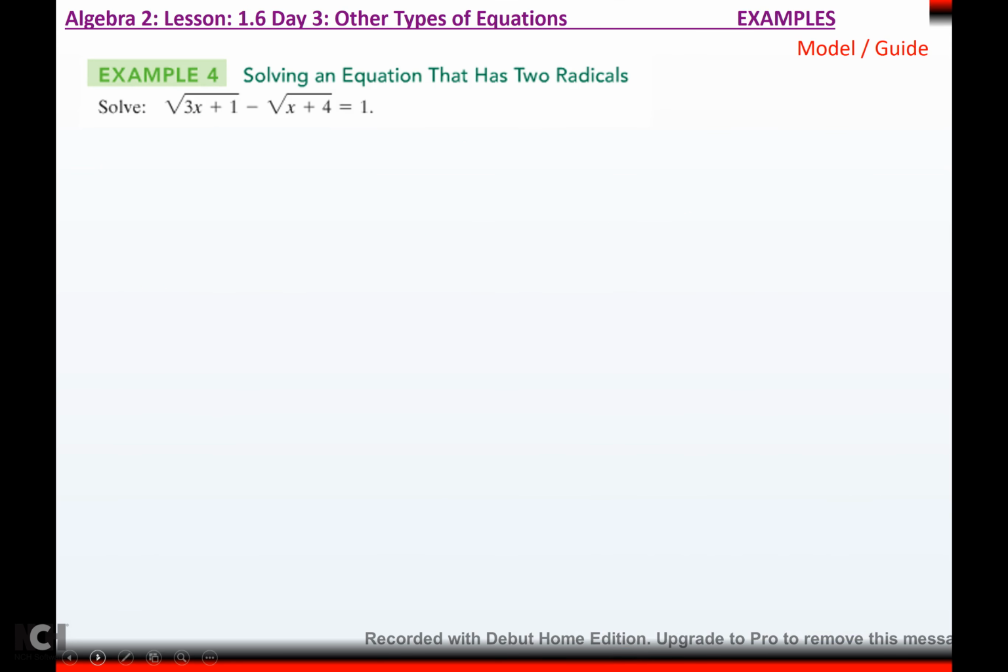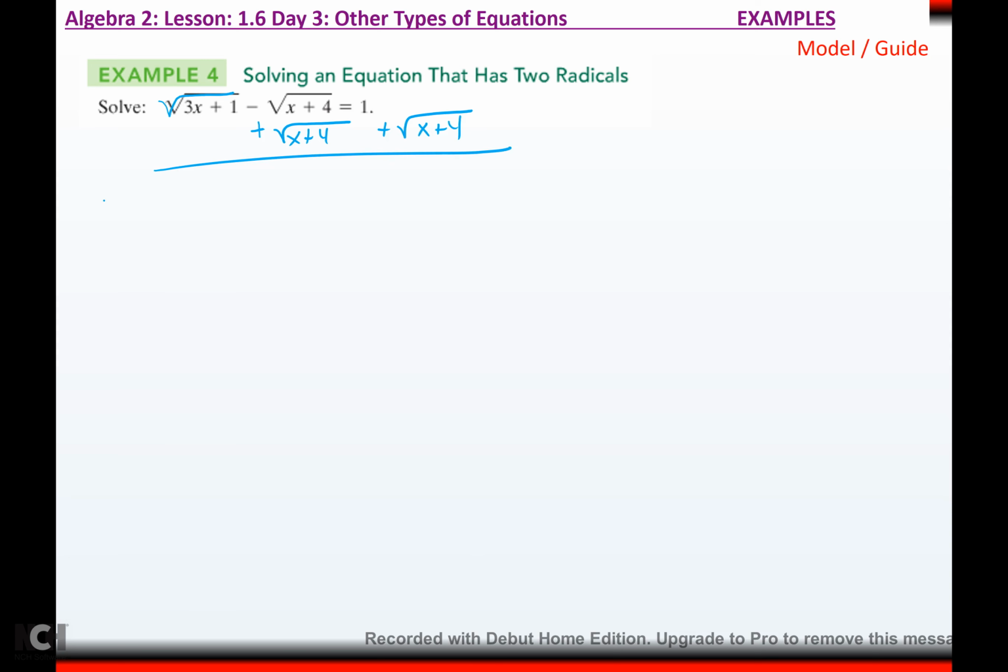Okay? Alright, we're going to get a little more complicated because now we have two radicals. Well, you're going to have to isolate one and kill it, and then isolate the second one and kill it. So I need to get one of these alone. I'm going to keep this one, and I'm going to move this one. So I'm going to add it to both sides, and it doesn't matter which one you pick.